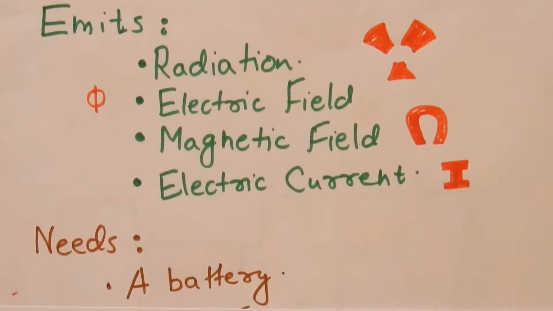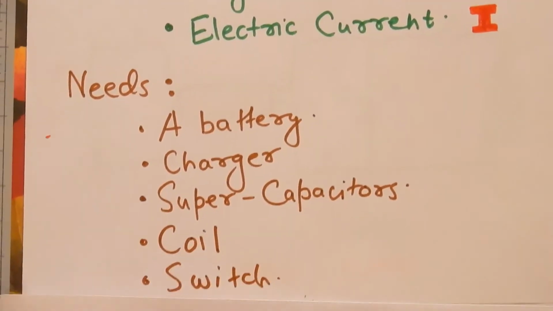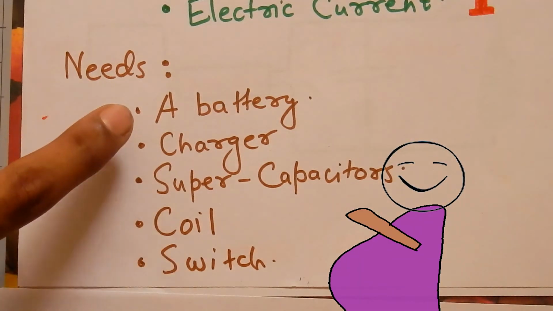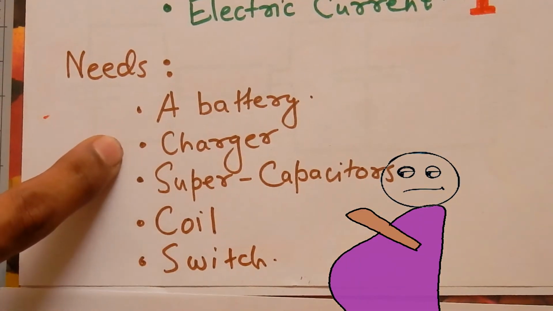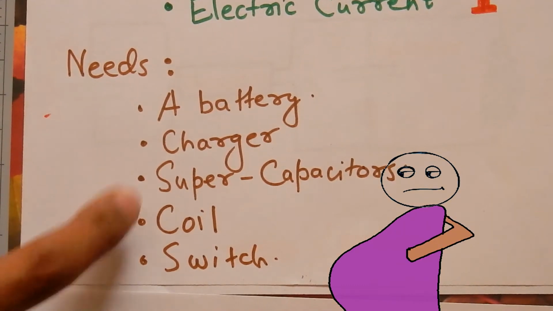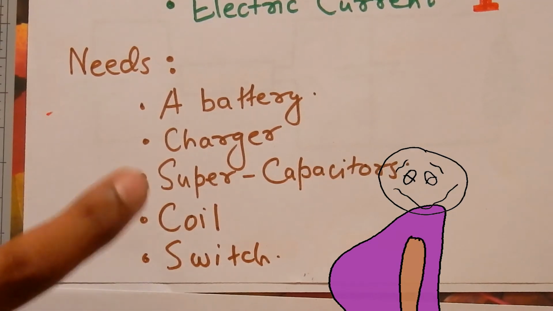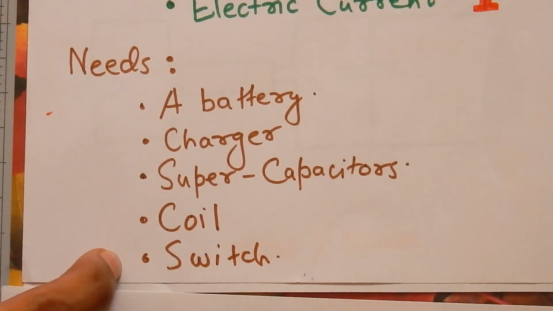Now, what are the things that we need to make an EMP device? First of all, we need a battery to charge the EMP. We need a charger that allows current to flow in only one direction. We need a supercapacitor, we'll talk about this in some time. We need a coil, a heavy duty coil, and we need a switch. So let's see how it works.